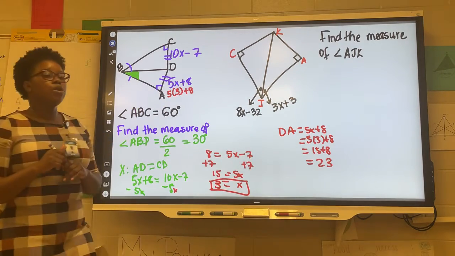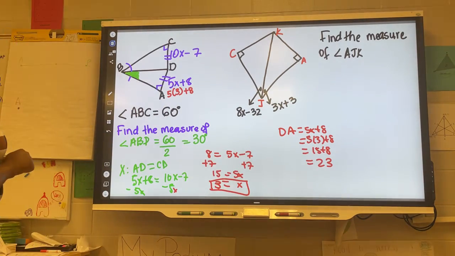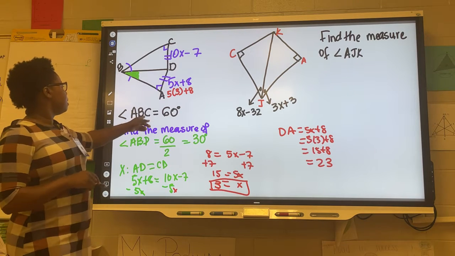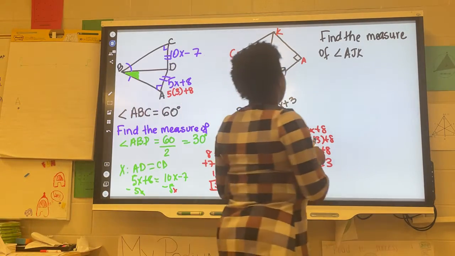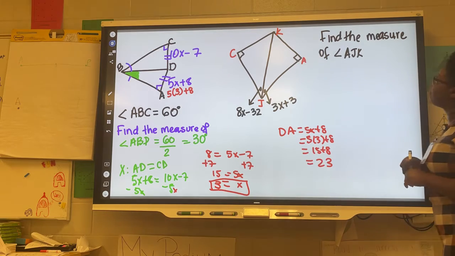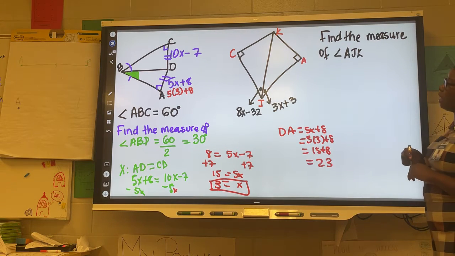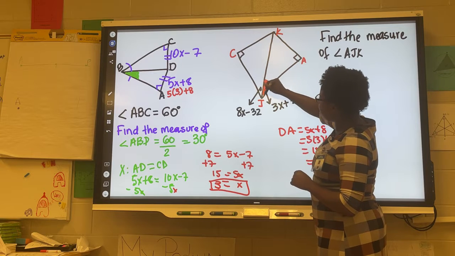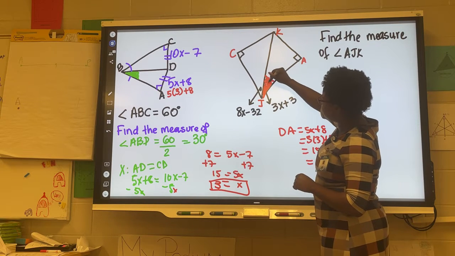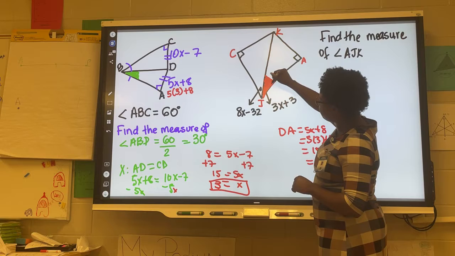And that's how you work a question that involves finding the missing length and finding the unknown value, and also finding the angle when given the entire thing. Alright, so this one says find the measure of angle AJK. And so AJK is the side right here. I'm going to put it in red so we have that in our mind. So we're going to find this angle right here.